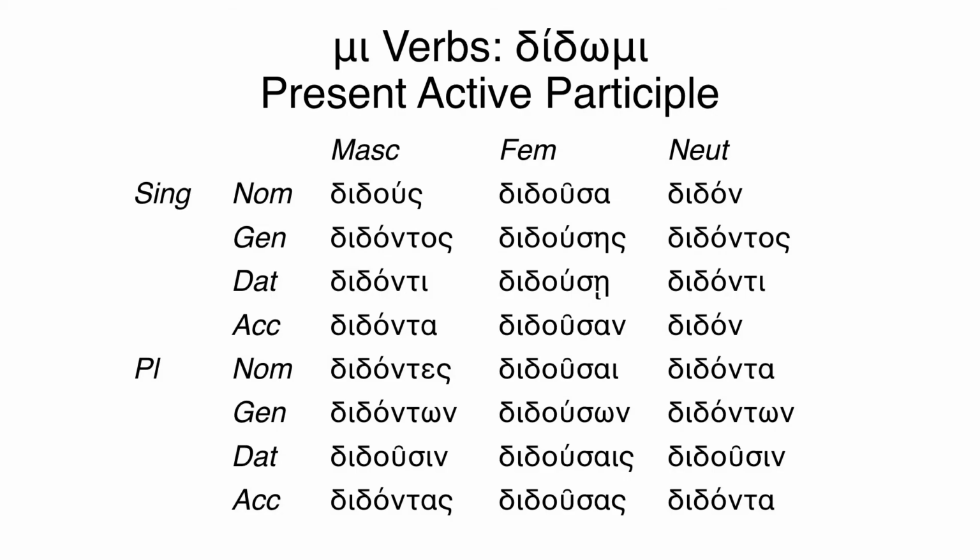We turn now to consider the present active participle for didomi. These participles, the good news is, are fairly predictable and based on participle endings that we have seen before. So we have didous, didontos, didonti, didonta, didontes, didonton, didousin, didontas. And the feminine present active participles are predictable, and so are the neuter ones, so I won't go through those. And these participles for didomi are representative of the other two mi verbs as well.